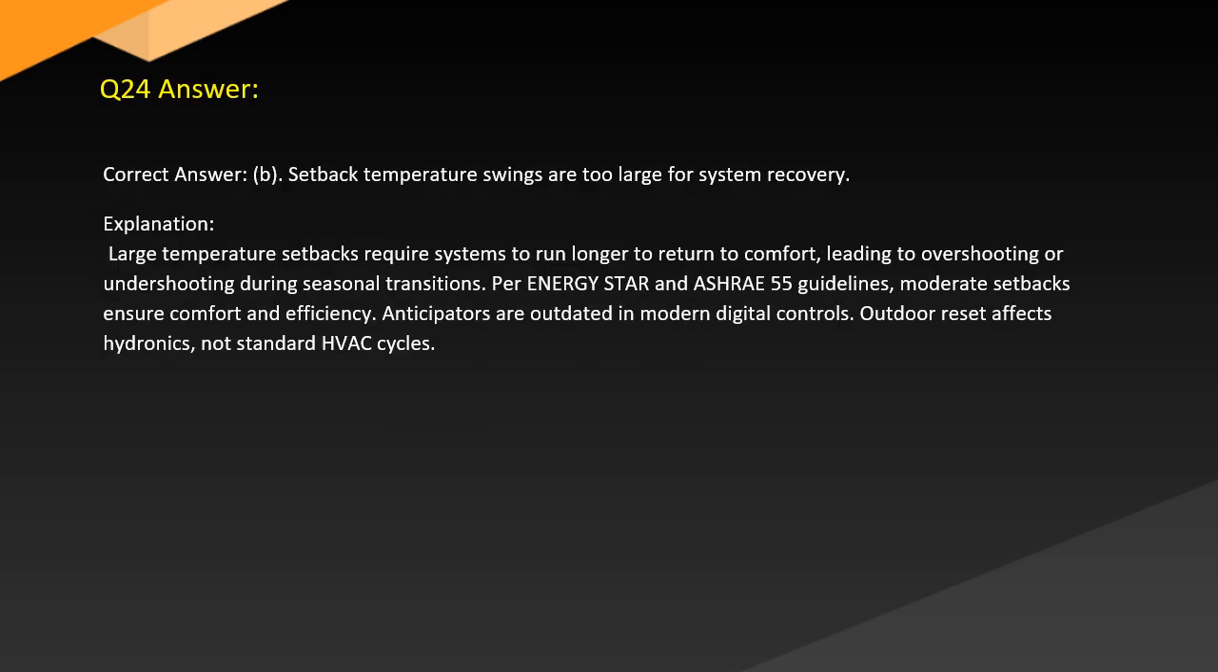Answer. Correct answer: B. Setback temperature swings are too large for system recovery. Explanation. Large temperature setbacks require systems to run longer to return to comfort, leading to overshooting or undershooting during seasonal transitions. Per Energy Star and ASHRAE 55 guidelines, moderate setbacks ensure comfort and efficiency. Anticipators are outdated in modern digital controls. Outdoor reset affects hydronics, not standard HVAC cycles.